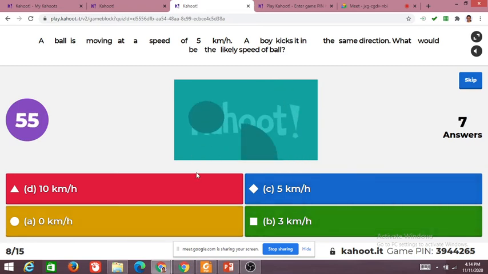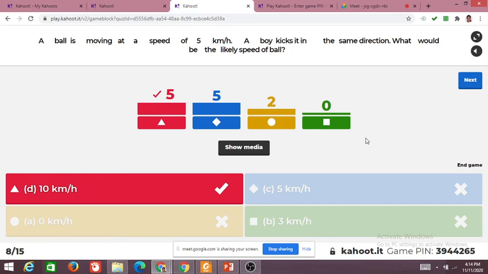So a ball is moving at a speed of 5 km per hour and a boy is kicking it in the same direction. Okay, ball is moving, boy is kicking in the same direction. Now answer, which of the following will be the speed of the ball? 10, 5, 0, 3 km per hour. Think and answer, children. Don't hurry and answer. Okay, I got 12 answers.